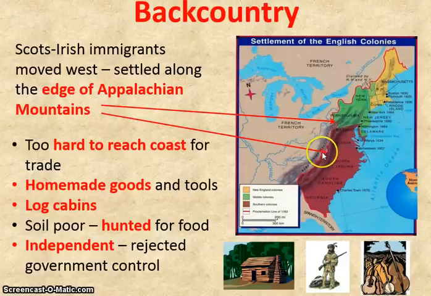It was hard for the people who lived here to reach the coast in order to trade, so they tended to be more independent. They made homemade goods, they built their homes out of logs, they made log cabins. The soil wasn't very great, so they tended to hunt more for food. And they had kind of an independent spirit because they were farther away from government, and they tended to reject government control and government regulation over their lives.